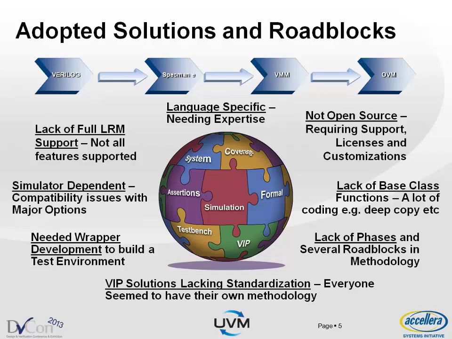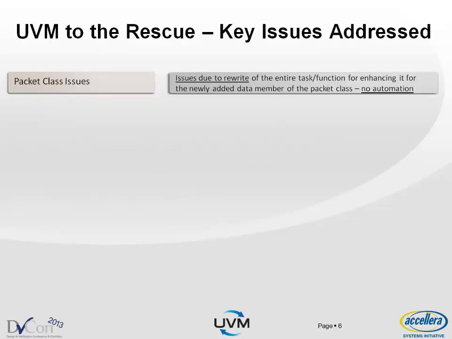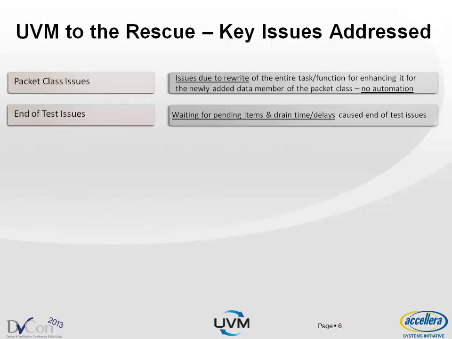And then lack of phases. Some had phases, but today you will see in UVM there are so many phases that you can use during runtime. Some of the key issues that we were facing: every time we were writing a packet class, the test writer was going and rewriting a lot of code, and there was no automation built into it. End of test issues: this is a very trivial thing when you look at it, but for us it was a big problem because every time a test was running on a regression or an individual test, it was just sitting there running for a long time. We could never predict when that particular test would end.